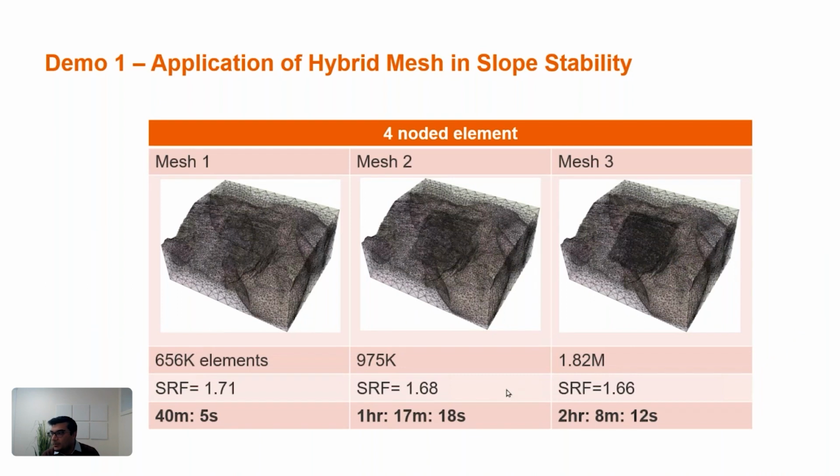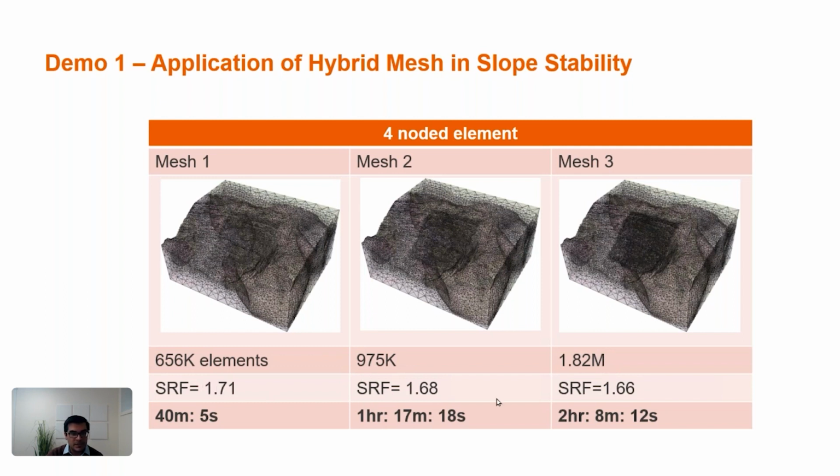Now let's see what we get if we increase the mesh density for the 4 noded elements, if we increase the density of the elements in the area that we had the hybrid mesh. In the images, you can see where we are increasing the density of the elements. So we define 3 additional cases. We double the number of elements to 656K, less than 1 million, and 1.82 million elements.